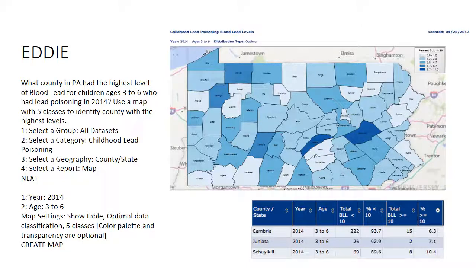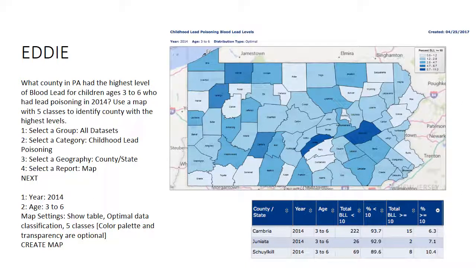The transparency is just how much you can see the roads in the background of the map. If you look outside, you can see some of New Jersey, how some of those roads are there, so you could make it more or less transparent. That's personal preference as well. Once you do that, you'll want to hit Create Map. And then you'll get this lovely map over here, and the percent blood lead level is shown in the top right.